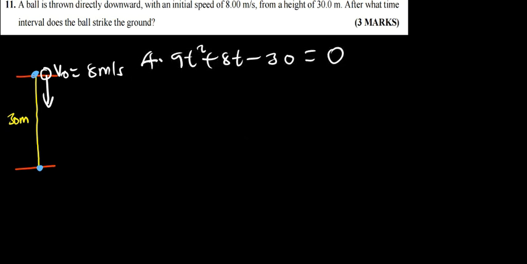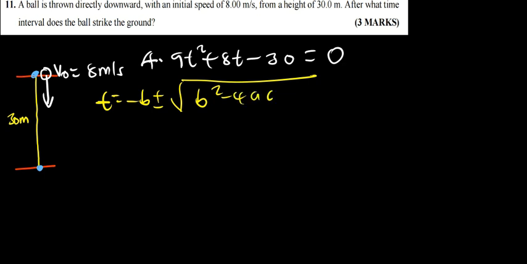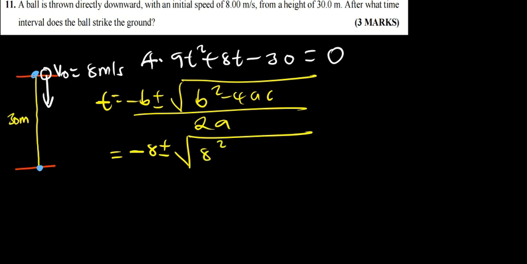So I'll have t will be equal to negative b plus or minus the square root of b squared minus 4ac, divided by 2a. So b is 8, so it will be negative 8 plus or minus the square root of 8 squared minus 4, my a is 4.9, my c is negative 30.